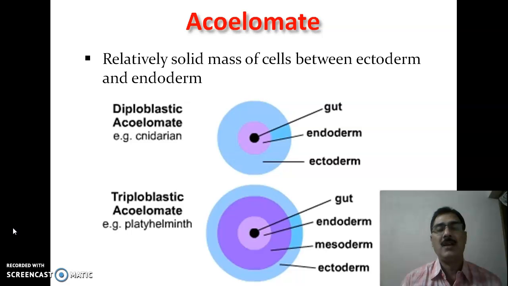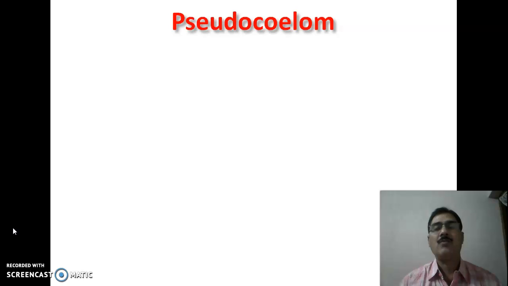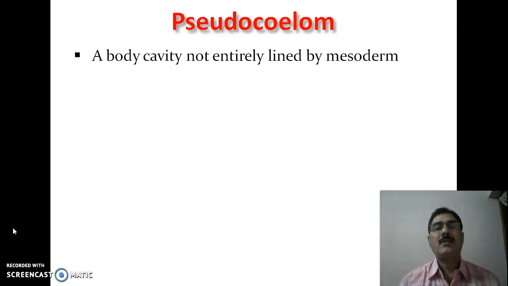In the case of Platyhelminthes, which is a triploblastic acoelomate animal, the gut is depicted here with a black color, light purple color is the endoderm and dark purple is the mesoderm, and there is an ectoderm, and you can observe there is no body cavity or coelom. This is the example. So acoelomates such as flatworms lack a body cavity between the digestive tract and the outer body wall.